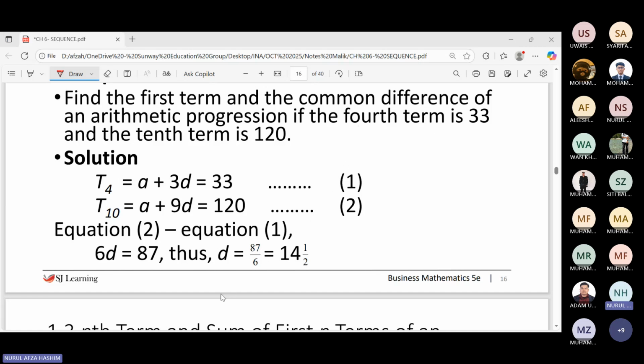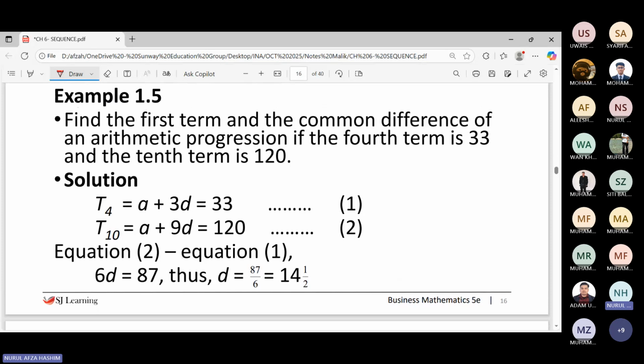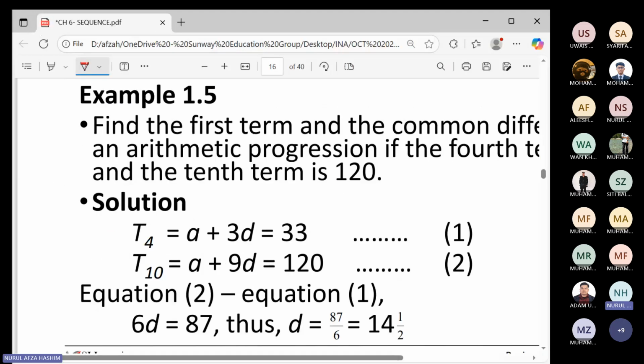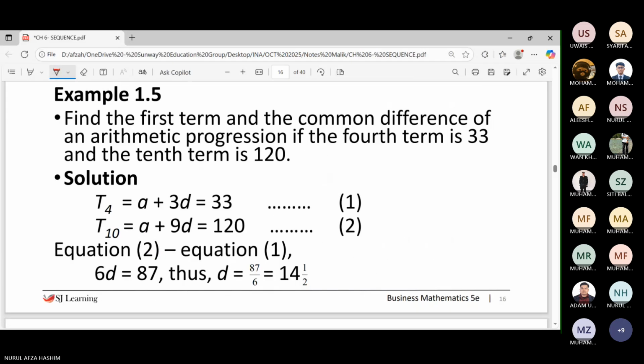Okay, now we continue here. Let's say that if you look at the statement here, they ask you to find the first term, which is A, and then they ask you also the D. What is A and what is D? If you have arithmetic, the fourth term is 33 and the 10th term is 120.